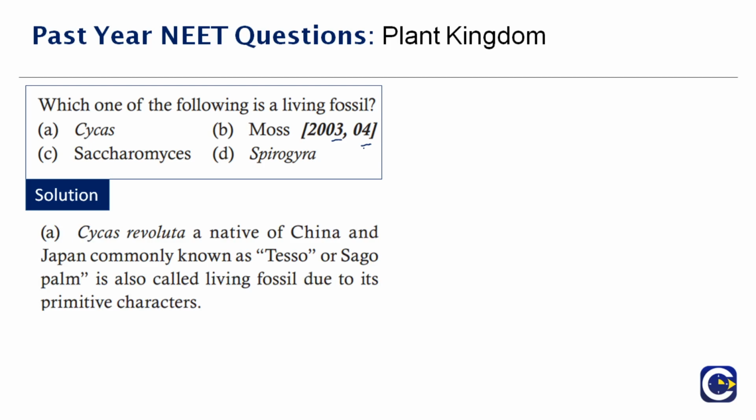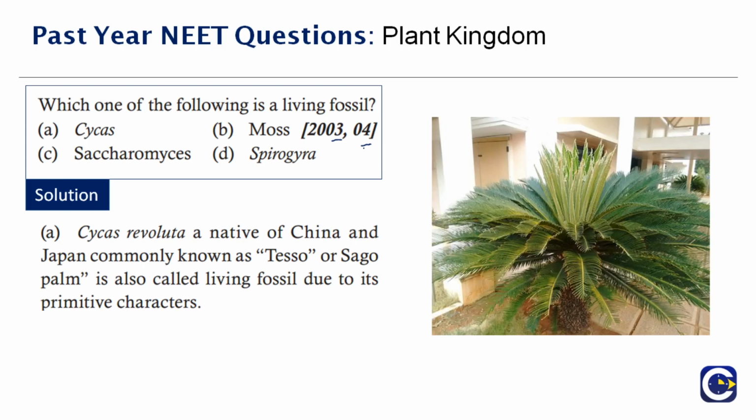Cycas revoluta, a native of China and Japan, commonly known as sago palm, whatever you can call it. They are called living fossils due to their very primitive characters. If you look from the day it evolved till now, you will find very minor changes, or there might not be any changes also. They remain the same. So they are living fossils that many scientists are studying. Research is going on it. How can it survive and how can it resist those changes? Therefore the correct answer to this question is option A.